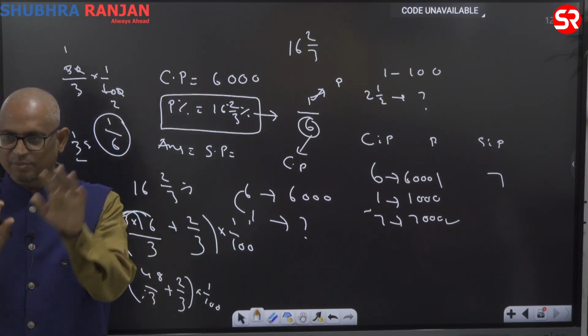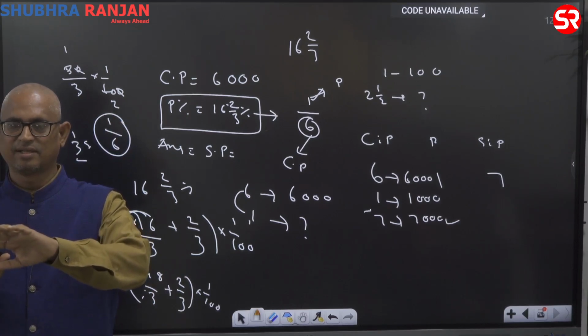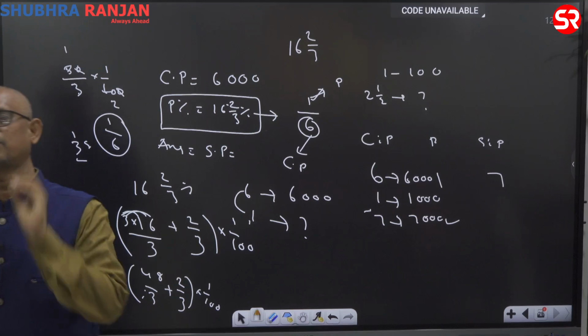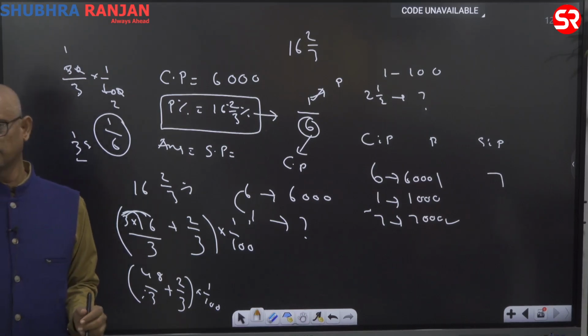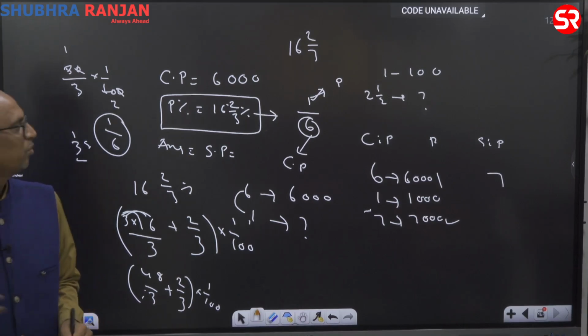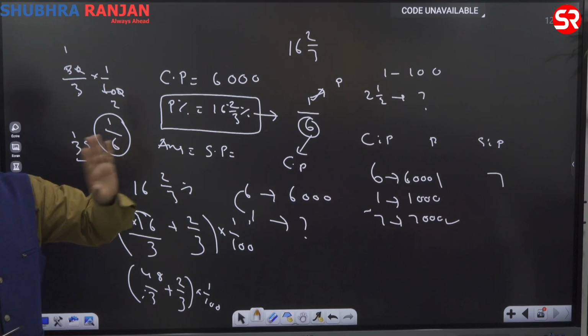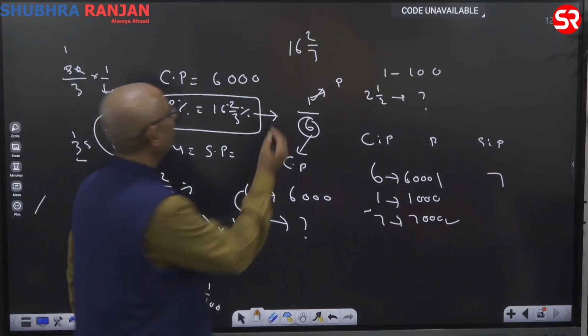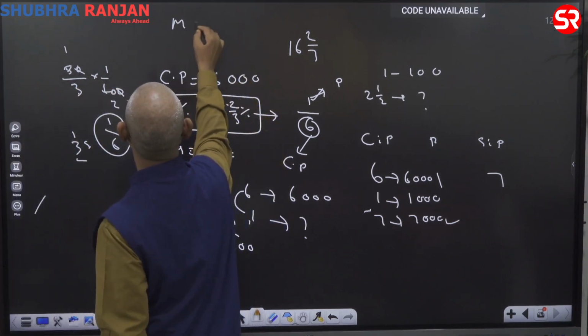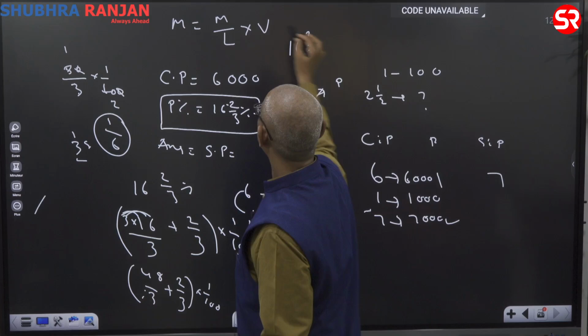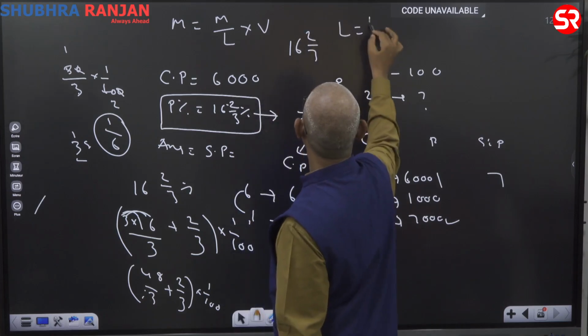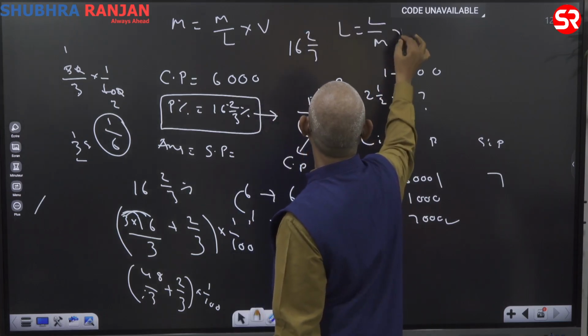You are connecting all the problems, na? Is it okay? This is what you have to understand. First of all, you have to understand very carefully what is less by more into value and more by less into value. These two things are formulas. Remember: more equals more by less into value, less equals less by more into value.